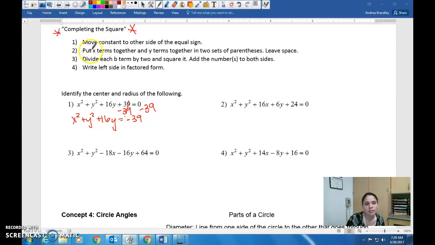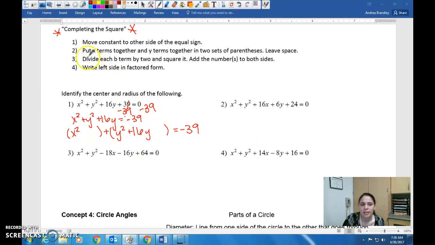Step 2 says to put x terms together and y terms together in 2 sets of parentheses and then leave space. So I have one set of parentheses with my x squared, and then I have another set of parentheses with my y squared plus 16y. I'm leaving space in both sets of parentheses, and that's equal to negative 39.